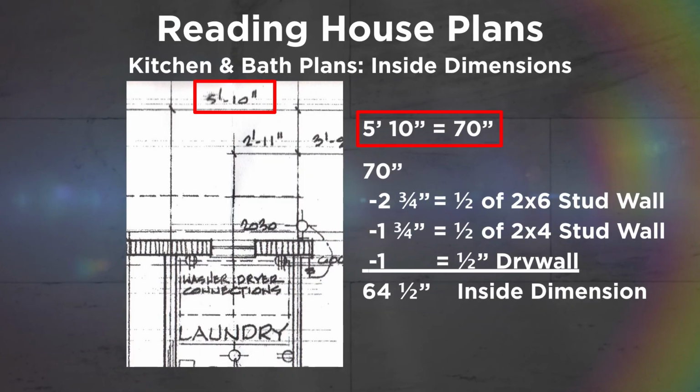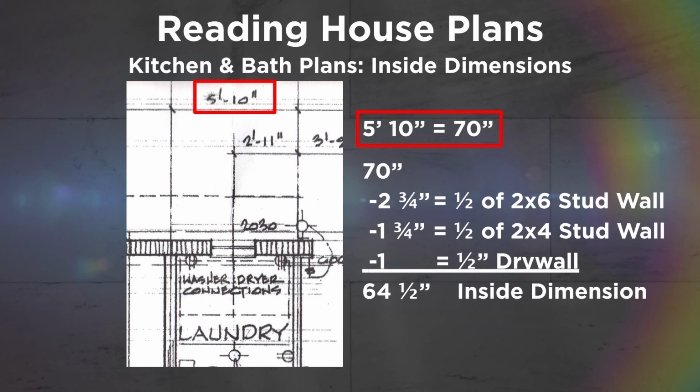Let's do another math problem. In this particular situation, the client has asked you for cabinetry on each side of the window. The first thing we need to do is find the overall space from finished drywall to finished drywall. But we notice that the 5'10" dimension is from the center of the 2x6 wall to the center of a standard 2x4 stud wall. We convert the 5'10" to inches only, which is 70 inches.